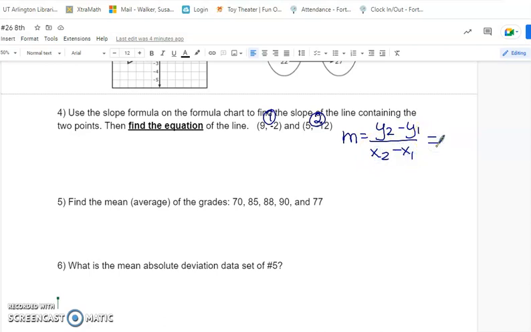Okay, so y2 minus y1. I have to put the negative 2, guys, okay? x2 minus x1. And then I punch that in my calculator. That's going to give me my m, okay?